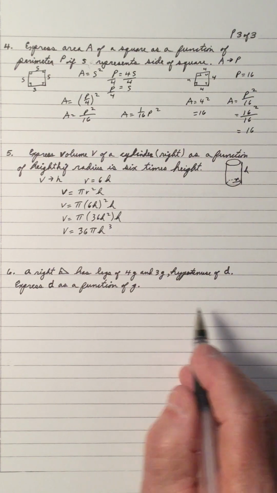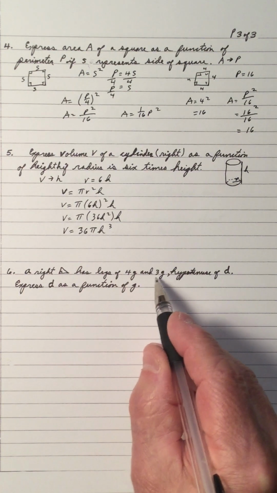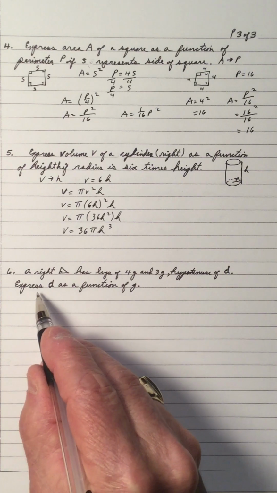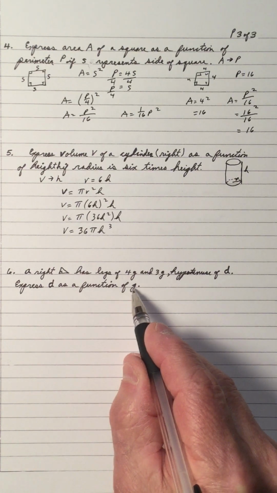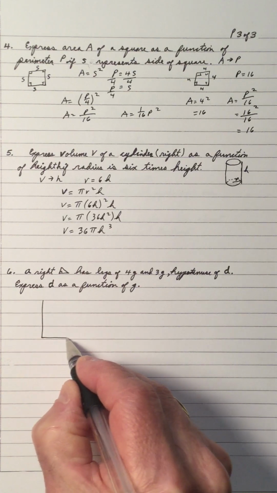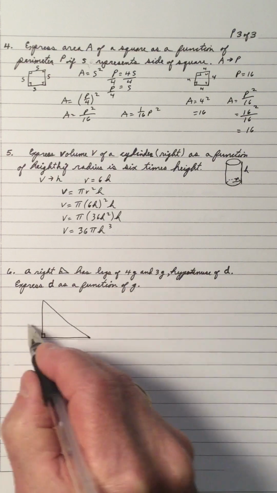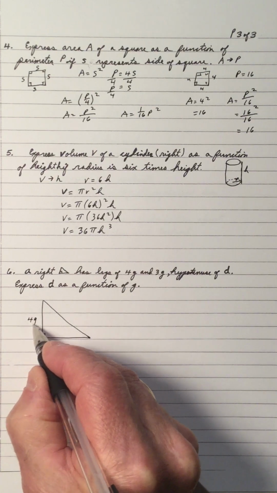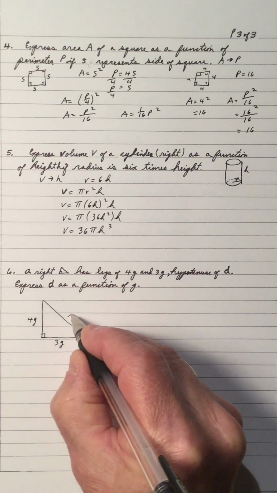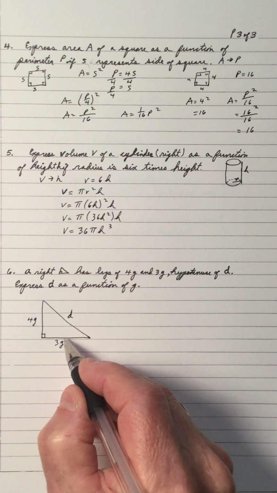Number 6, a right triangle has legs of 4g and 3g and a hypotenuse of d. Express d as a function of g. So we have a right triangle, which looks like this. The right triangle has legs of 4g and 3g, and it has a hypotenuse of d. So we want to express d as a function of g.